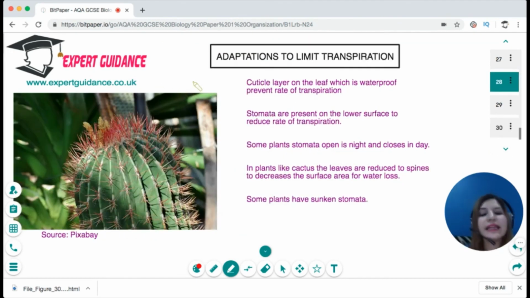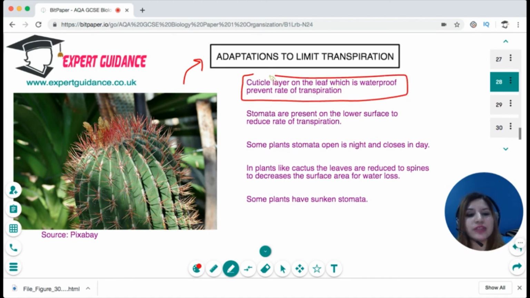Okay, now transpiration is a necessary evil. Why? Because transpiration is required for the uptake of water, but it can also cause the plant to unnecessarily lose water and wilt, they can droop. So the plants have adaptations to limit water loss. They are covered with a cuticle layer, which is waterproof and reduces the rate of transpiration. They have stomata on the lower surface that reduces the rate of transpiration.